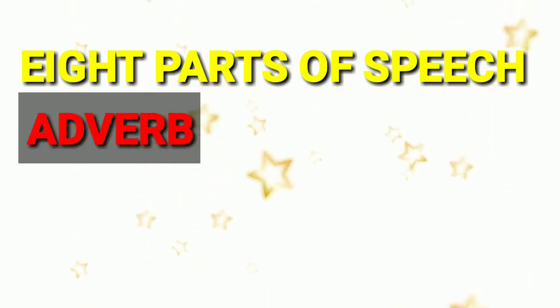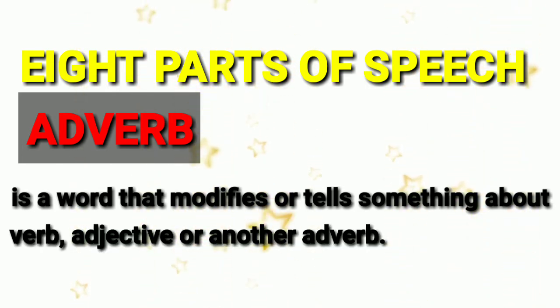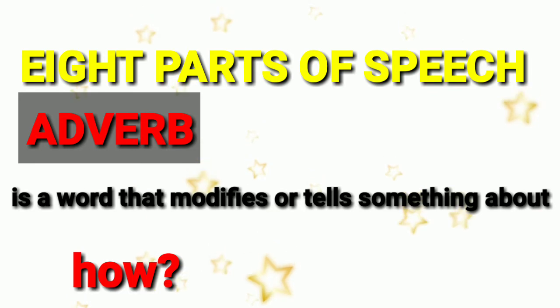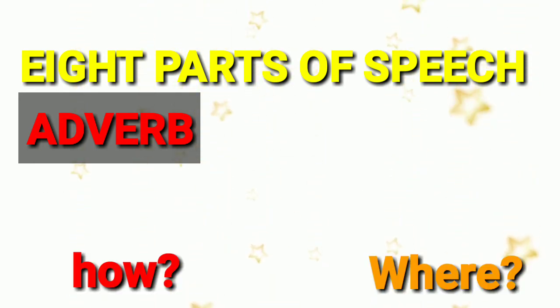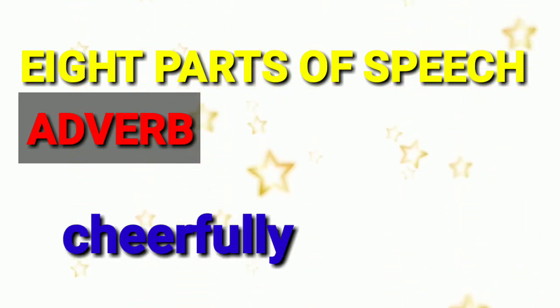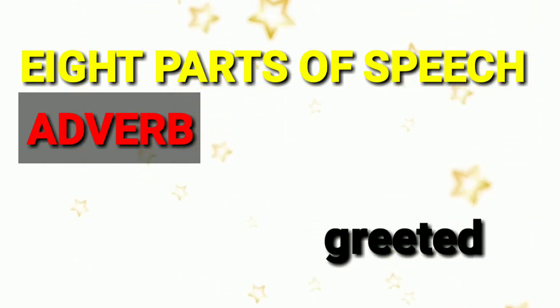Let us now move to the fifth part of speech, adverb. It is a word that modifies or tells something about verb, adjective, or another adverb. It usually answers the question how, when, and where. Let us have an adverb that answers the question how. Gary cheerfully greeted his teacher. How Gary greeted his teacher? The answer is cheerfully because it modifies the verb greeted.